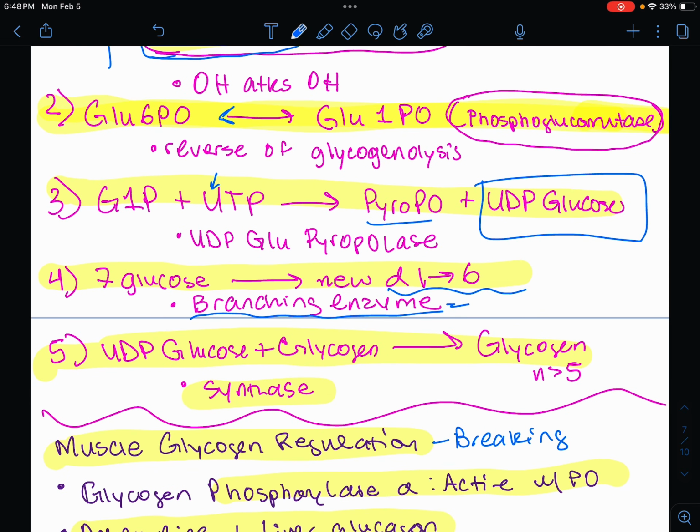Therefore, we could now go to the final payoff step here, step 5. UDP glucose plus our glycogen, which is going to be N greater than 4. Again, this is our glycogen template. So the UDP glucose plus the glycogen template, when we use glycogen synthase, which is listed down here as the enzyme, this makes a new glycogen molecule with N equals 5, or N greater than 5, I should say. There's more than 5 units now.